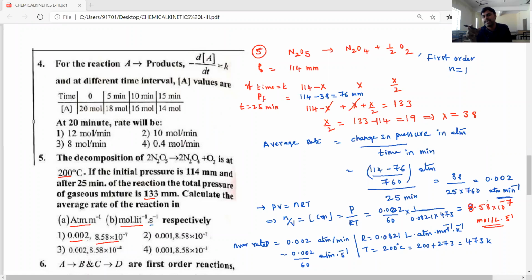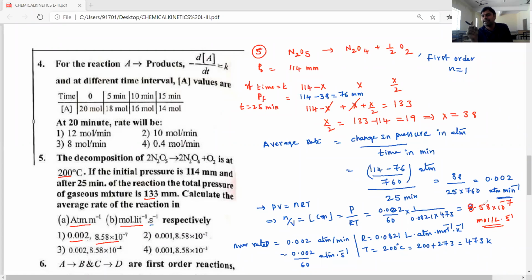Then x is equal to 38 gave. So 114 minus 38 is equal to 76 mm. That is the final pressure of N2O5 at 25 minutes. So change in the pressure with respect to time is equal to average rate.